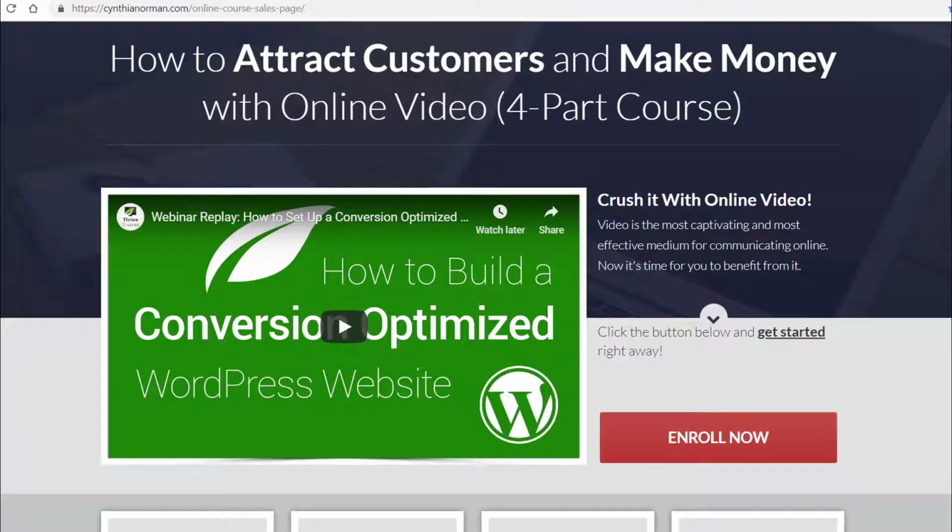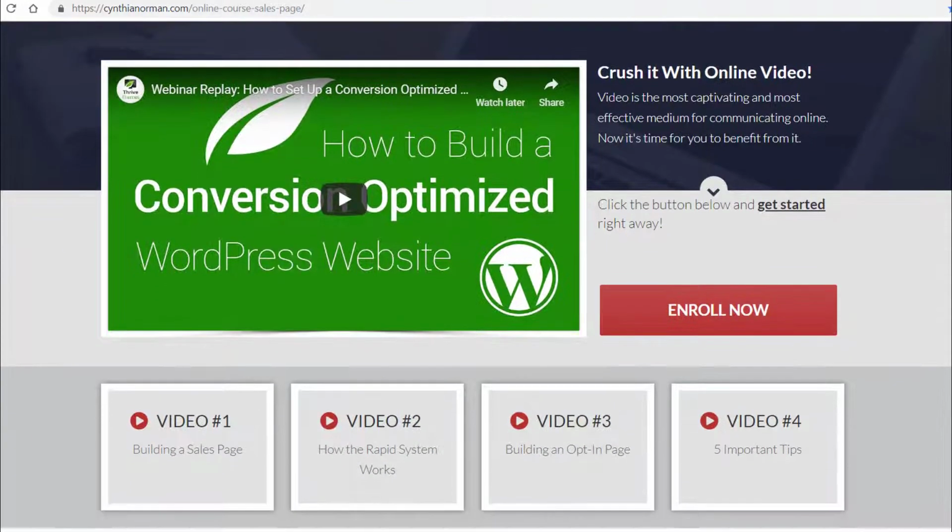So this section is called transformation because your mission is to convince your potential buyer that your course is going to be the solution to their problem. You're identifying their pain point and your course is the solution, so you're transforming them.